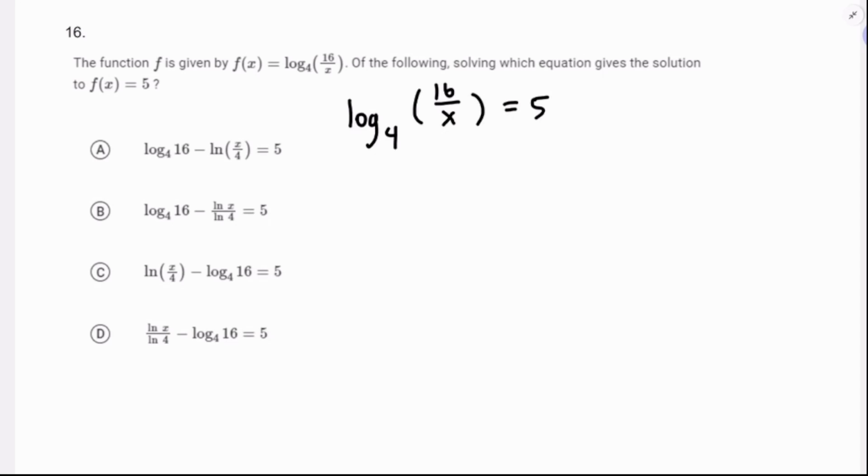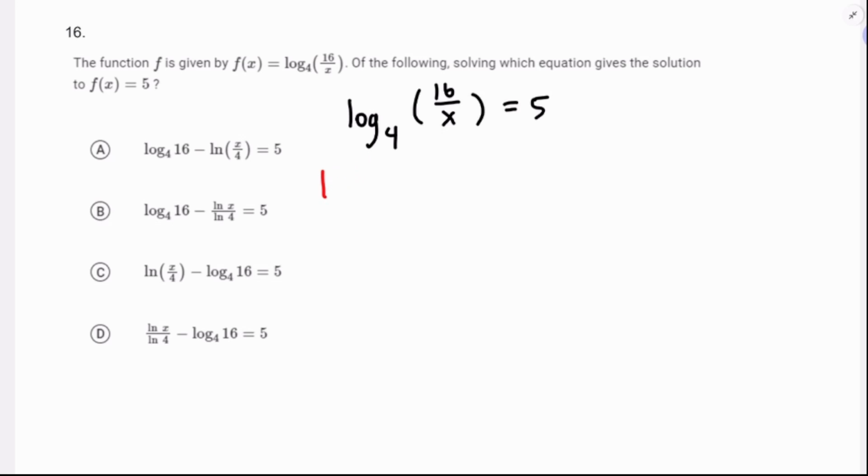Okay, I would personally just take 4 to both sides power. But if you look at these answer choices, none of these have a 4 to the 5 in them, so obviously that's not what I'm supposed to do. What I'm going to do probably first is apply a log property. If I can't do that, what else could I do? Apply a log property probably on that division on the inside of the argument.